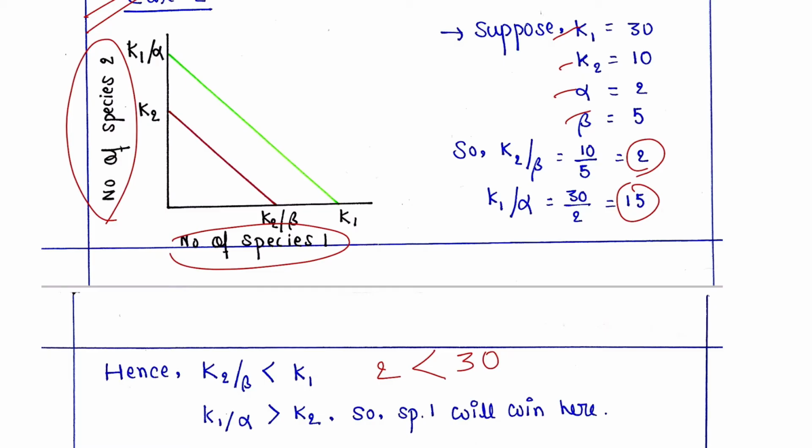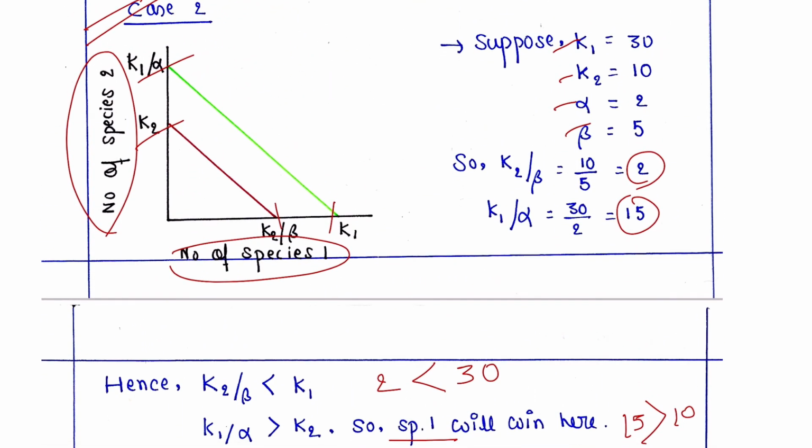This is just the opposite of the previous case. So here K2 by beta is presented here and this is K1. K1 by alpha, that is 15, is more than K2, that is 10. That's why I have written it like that. K1 by alpha is more than K2. So species 1 will win here. In this case, species 1 will win because just the opposite case is happening: the carrying capacity of species 1 is more and beta is more than alpha.